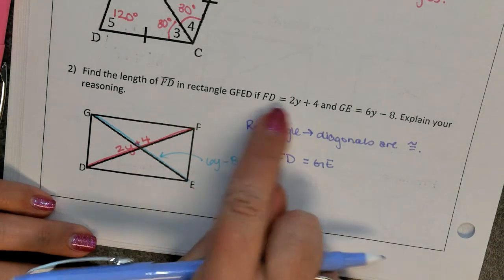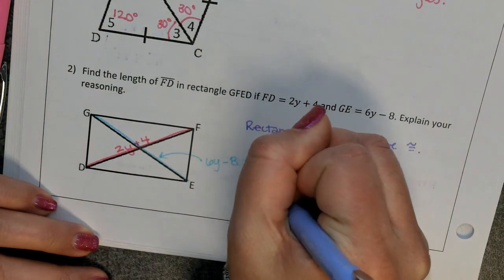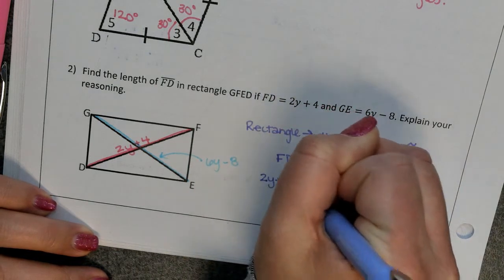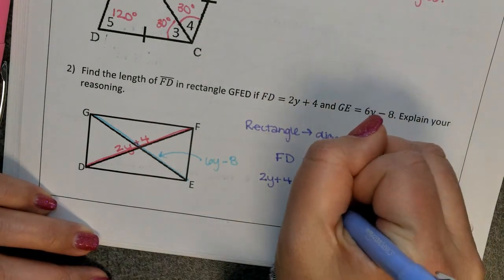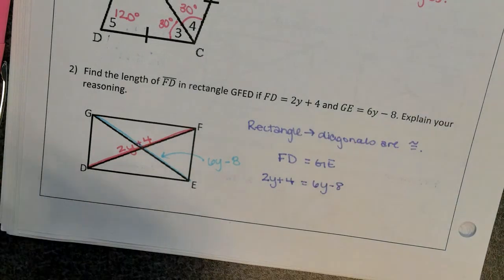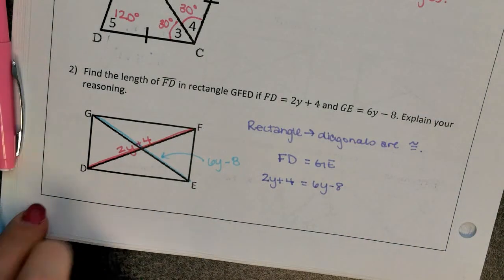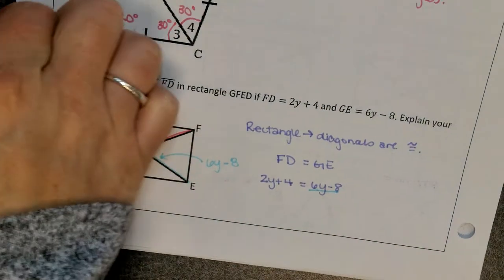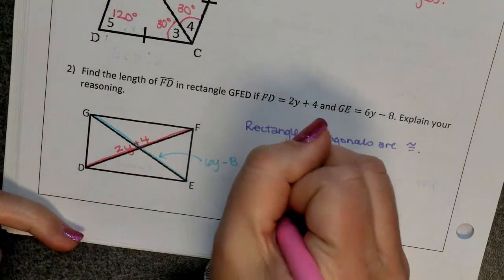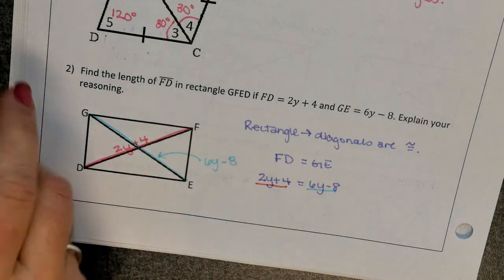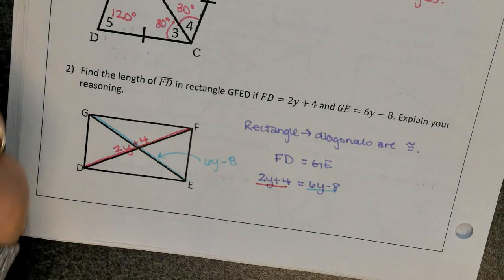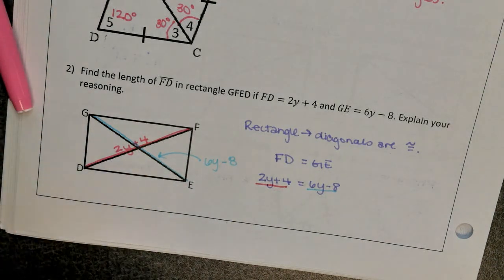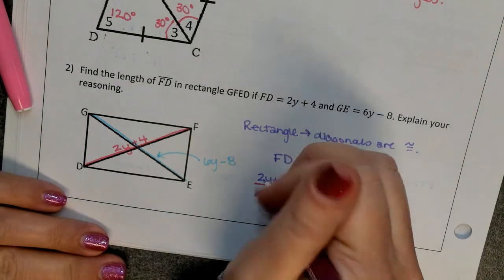So then fill it in. FD is the 2y plus 4 equals GE is 6y minus 8. I got that because the blue has to equal the pink. And from there we can solve for y. Subtract 2y on both sides.